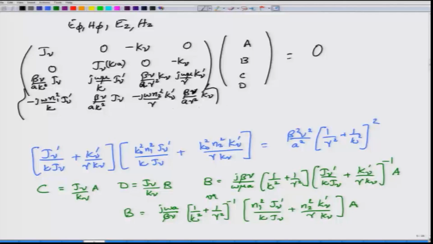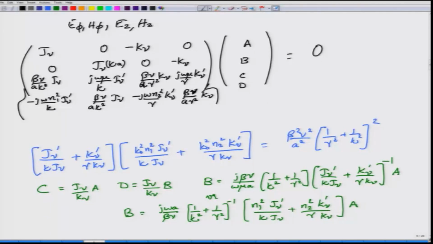In this module, we will complete the discussion of step index fiber, modes of a step index optical fiber. We stopped at the right moment in the previous module where we had written down a matrix which connects the unknown coefficients A, B, C and D, and the coefficient matrix that multiplies this unknown vector A, B, C, D was actually the result of applying boundary conditions on the four longitudinal or tangential components, and this is the equation that you had obtained.